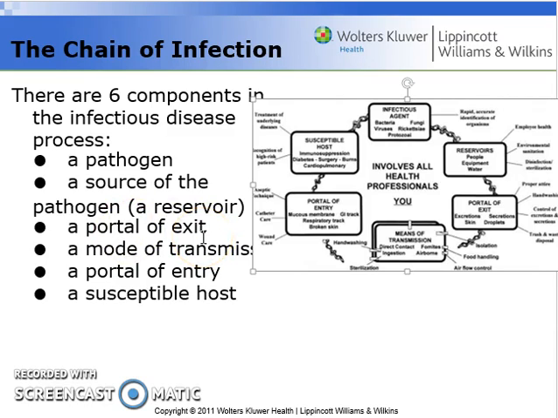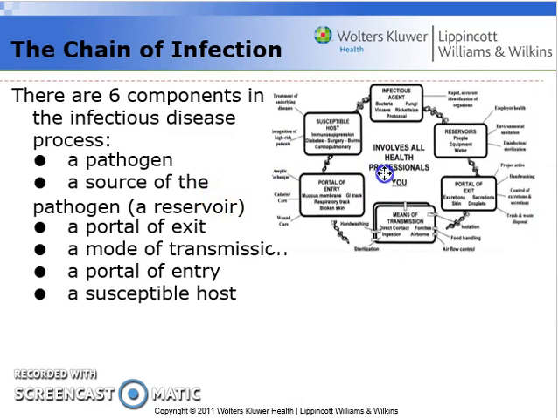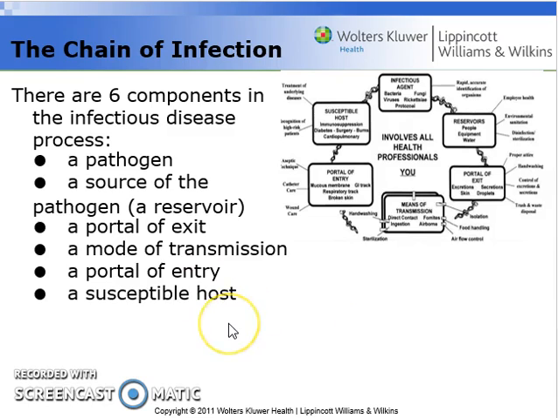The mode of transmission is going to be the method by which the infectious agent is going to be transferred between the infected person and the new individual that will be infected. And then you have to have a portal of entry, so the pathogen has to be able to make its way into the new individual who is going to become infected. And then that specific individual needs to become a susceptible host. And so all 6 of these components make up the chain of infection.